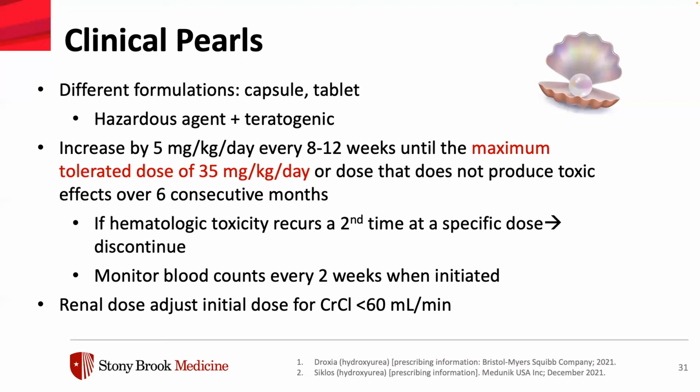So we do want to monitor the blood counts every few weeks or so, especially when it's initiated. And just an FYI, there is a renal dose adjustment for the initial dose. For anyone with a creatinine clearance less than 60, we would want to initiate at half the dose. So instead of 15 milligrams per kilogram per day in an adult, we would initiate at 7.5 milligrams per kilogram per day.